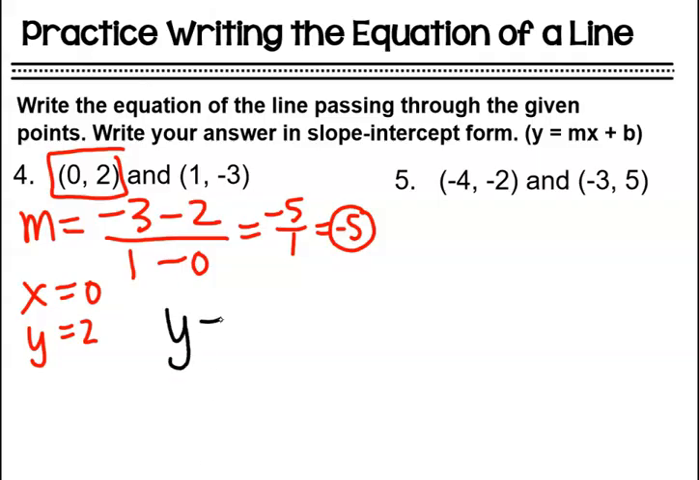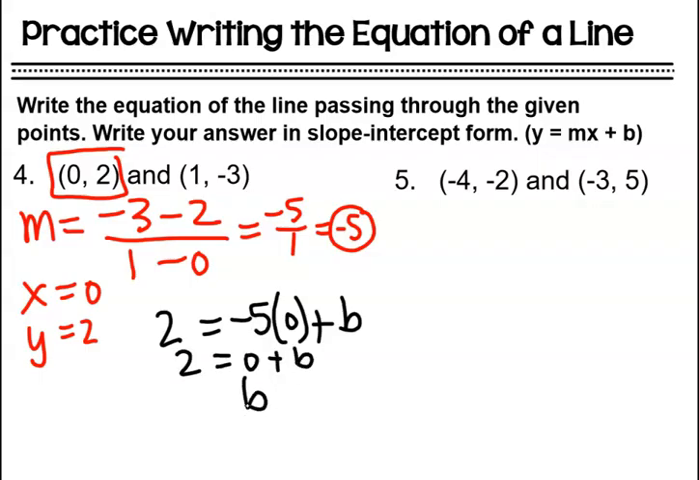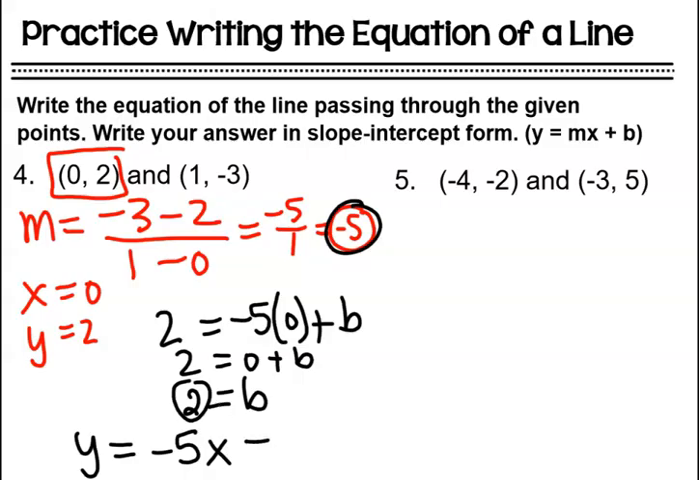Now when I go back to my slope-intercept equation, I'm going to erase and replace the letters m, x, and y. Y is 2, m is -5, and x is 0. Compute, then solve for b. Now I can place my m value and my b value in my final equation. Y equals -5x plus 2.